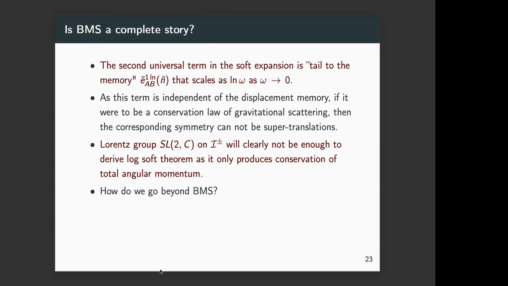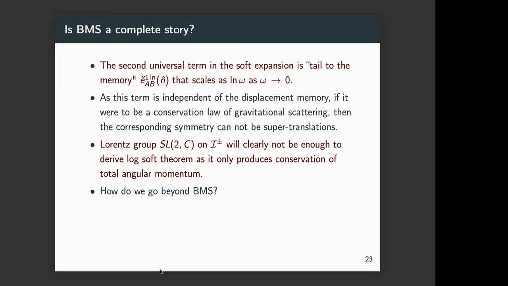Now for the second term, we can be ambitious and ask, okay, is there a similar interpretation in terms of some conservation law for the second universal term, which is the log term or tail to the memory term? But this term is of course independent of the displacement memory. It's just an independent mode. So if its universality were to be explained by a conservation law of gravitational scattering, it could not be supertranslations, because the conservation law of supertranslations is already telling us that we get the displacement memory formula.